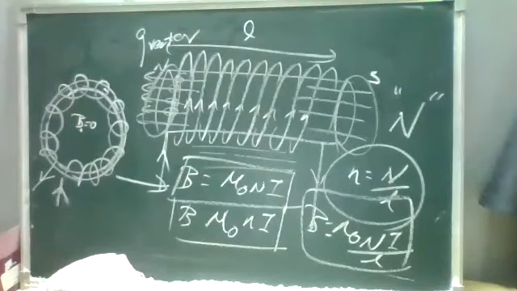The length of the solenoid is 0.5 meters and it has a radius of 1 centimeter. Find the magnitude of the magnetic field inside the solenoid. Okay, I'll repeat again. A solenoid coil of 300 turns per meter is carrying a current of 5 amps. The length of the solenoid is 0.5 meters and has a radius of 1 centimeter. Find the magnitude of the magnetic field inside the solenoid.